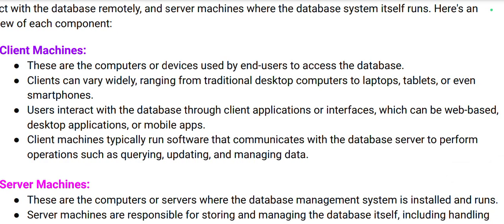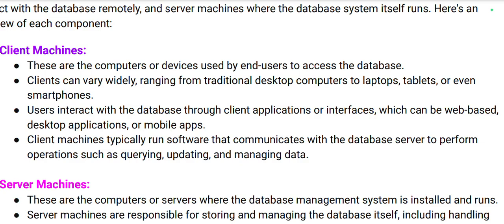Client machines are the components or devices used by the end user to access the database, like a laptop, tablet, or even a smartphone. And how do these client machines access the database? They access it with the help of an application program, any app or website. A user interacts with the database through a client application or interface, which can be web-based, a desktop application, or a mobile application. We can use any mobile app, desktop-based app, or website for accessing the database.